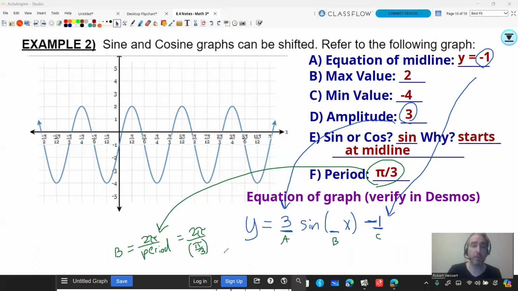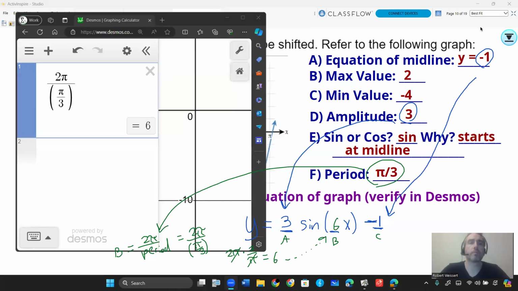Now, if you're doing this by hand, you do keep, change, flip, and you say 2 pi multiplied by 3 over pi. Those pi's cancel out. 2 times 3 is going to be 6. So that number right in there is going to be 6. You can also calculate it in your Desmos calculator or your handheld calculator. And as you can see, you still get 6. So now let's graph it.